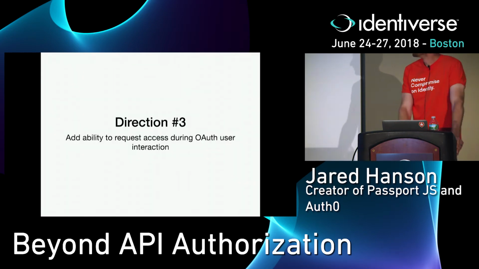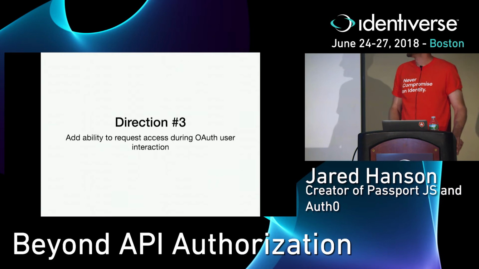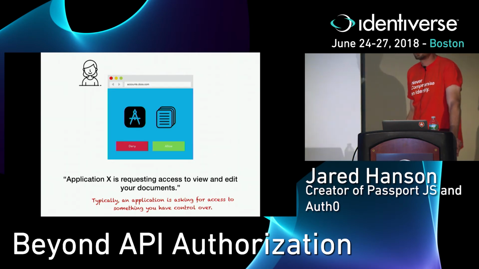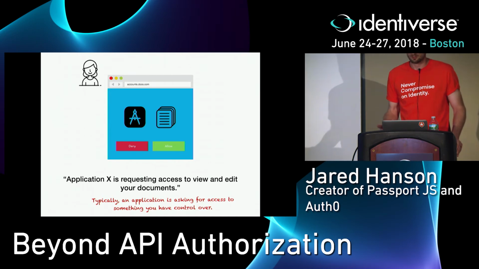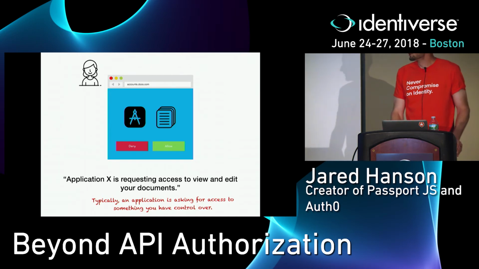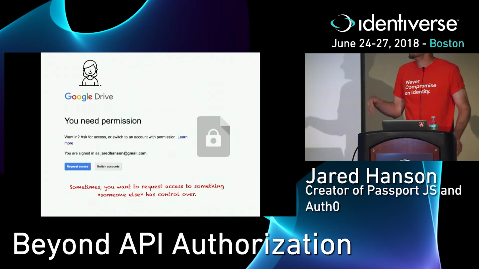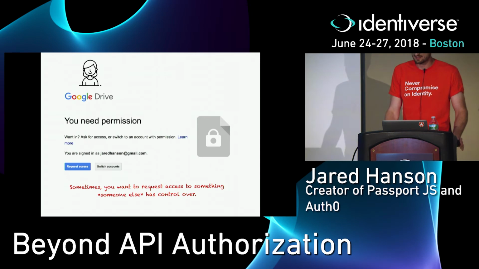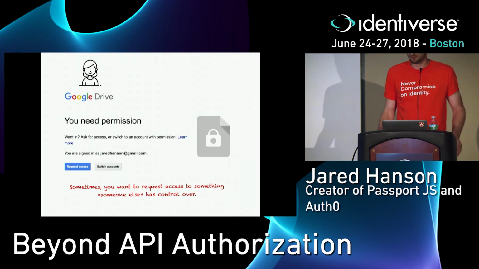The third direction, add the ability to request access during OAuth user interaction. The typical dialogue that a user sees in OAuth requests is this one. Again, application X is requesting access to view and edit your documents. The application is asking for access to something that the user already has control over. But there's other use cases that are really common, like this one that you often see if you use Google Docs. Sometimes you want to request access to something that someone else has control over.